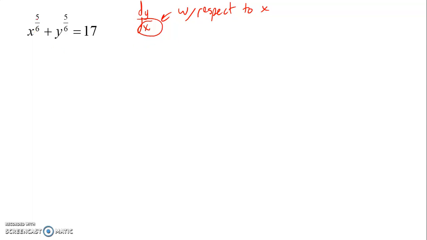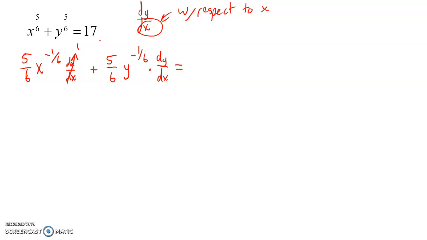So the derivative of x to the 5/6 would be 5/6 x, subtract 1, which gives me negative 1/6. And then the derivative of x with respect to x, I don't have to write this, but if you want to, you can. That's just 1, so multiplying by 1 doesn't change anything. Over here, 5/6 y to the negative 1/6. This time, I do need to make sure I either write dy/dx or y prime. The derivative of y with respect to x is not 1. dy/dx is not 1, so I need to make sure this goes in there. The derivative of a constant is 0.